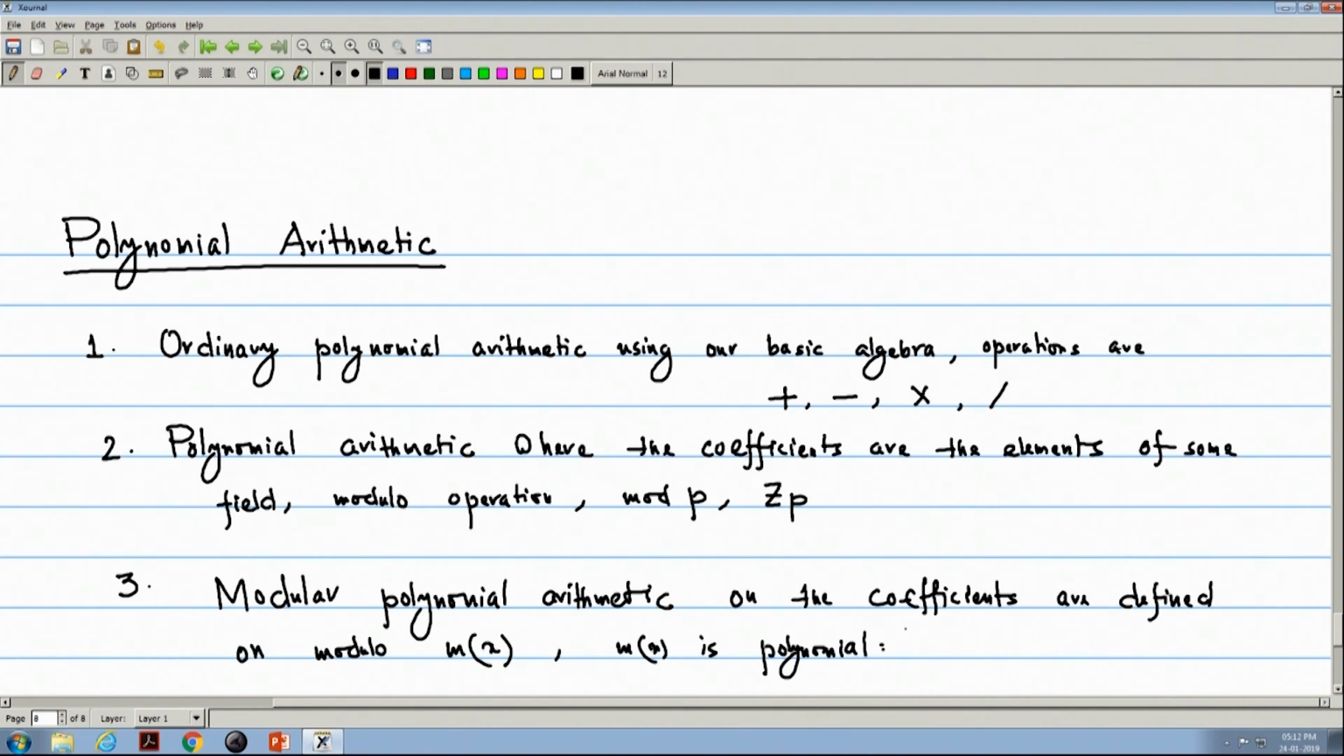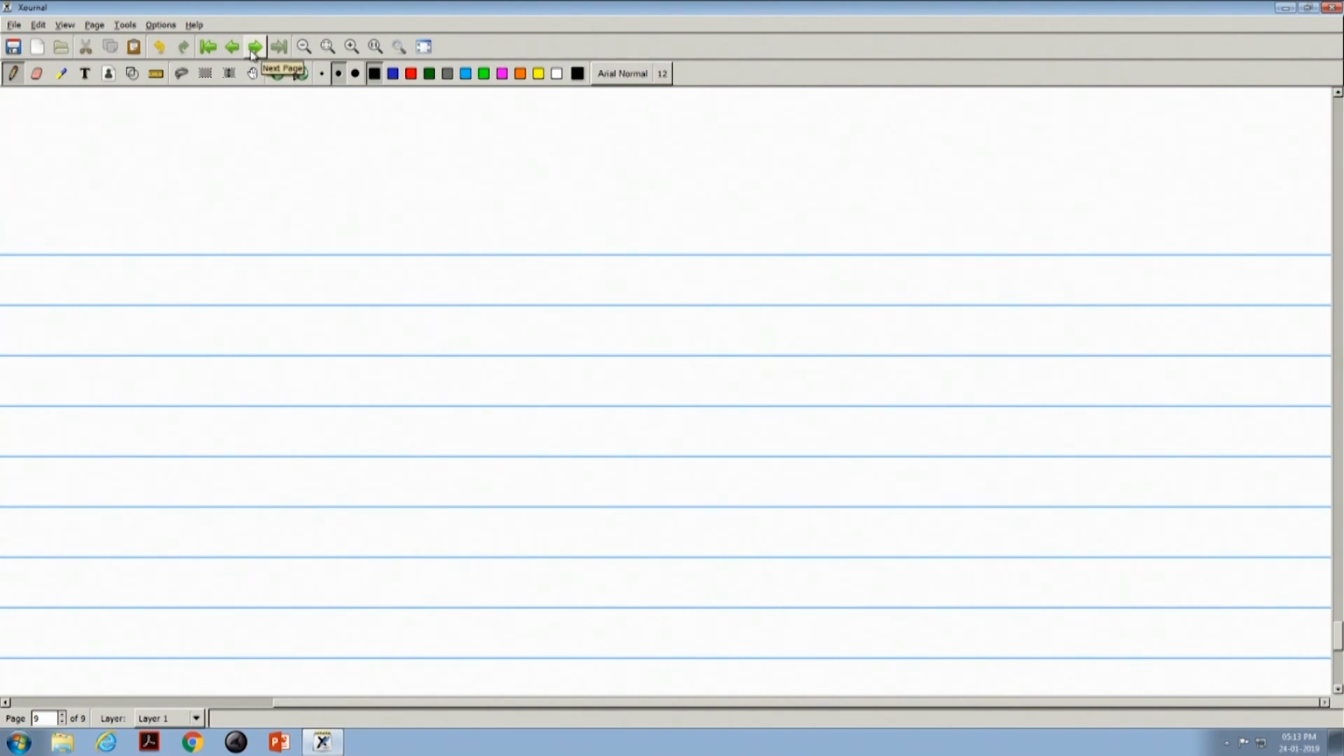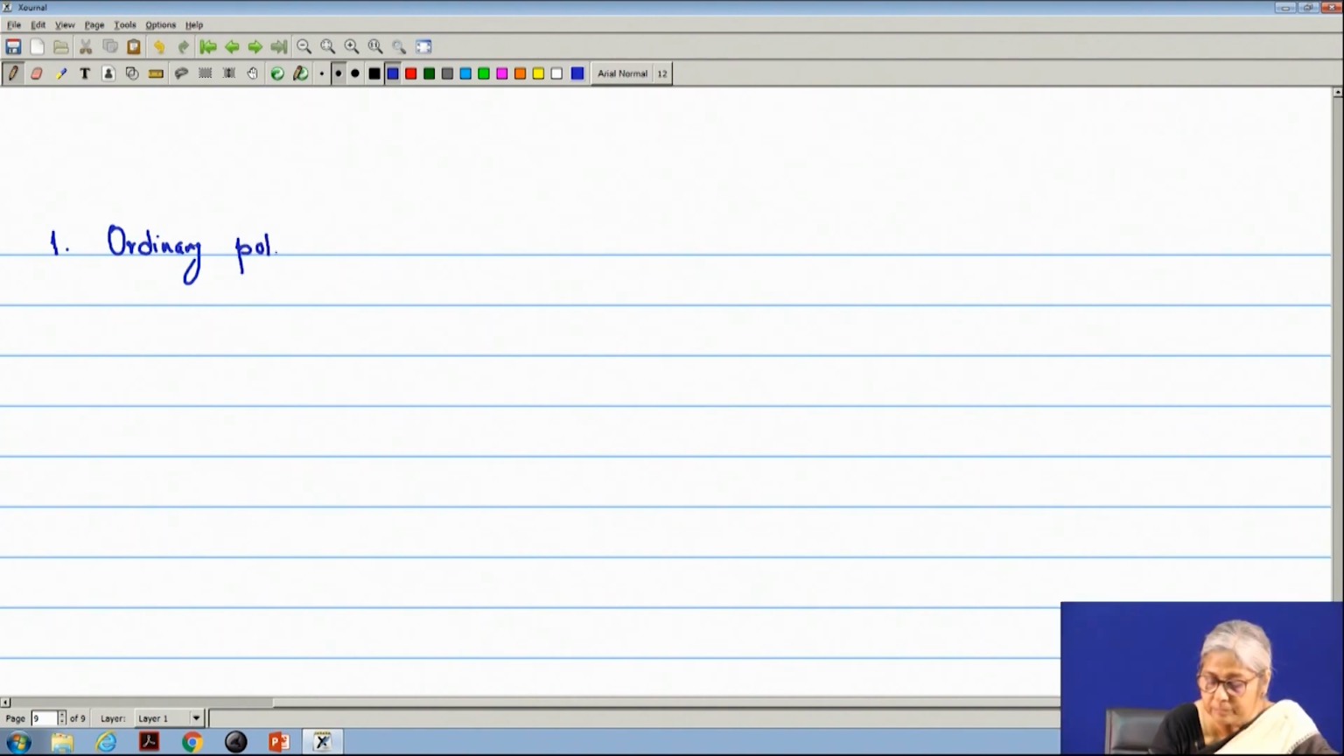And finally, we will show that with this procedure, even where we are taking something which is not a field under our normal modulo n operation, using the polynomial arithmetic, particularly modular polynomial arithmetic, it becomes a field, and that is of interest in real life applications. So, first we see the ordinary polynomial arithmetic, where the arithmetic is only ordinary addition, subtraction, multiplication, division. First we consider addition, subtraction and multiplication; division we will see later.